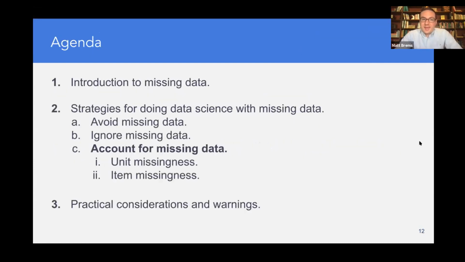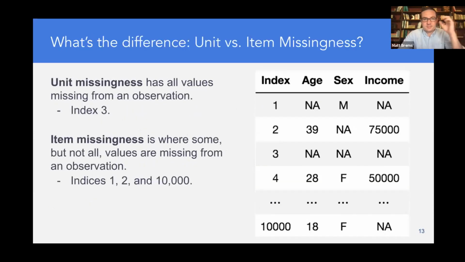So at this point, I want to move into accounting for missing data. There are two different types of accounting for missing data that we need to be aware of: accounting for unit missingness and accounting for item missingness. So what's the difference between those? With unit missingness, it means that all values are missing from a given observation.